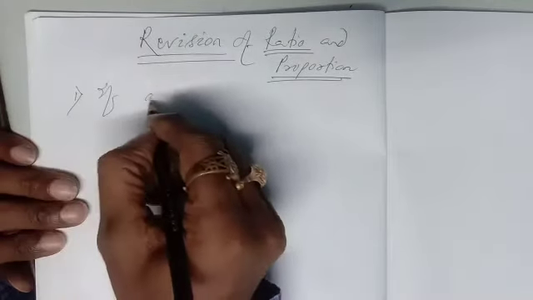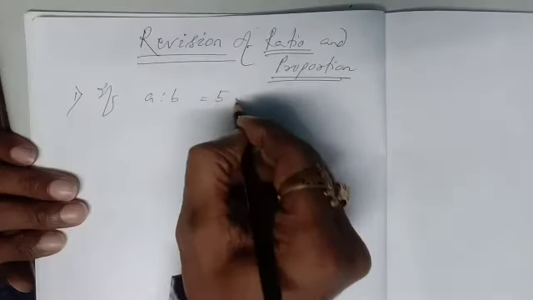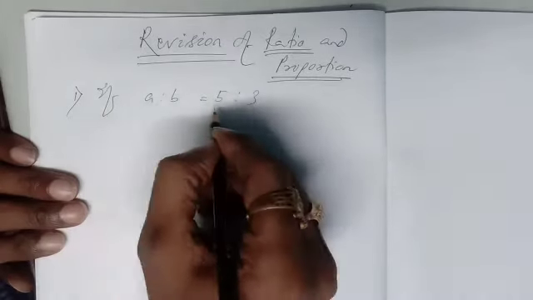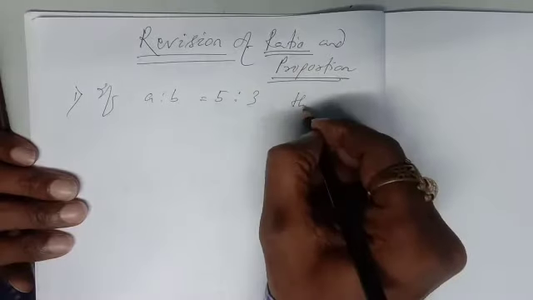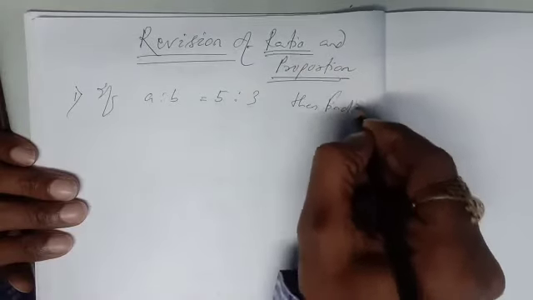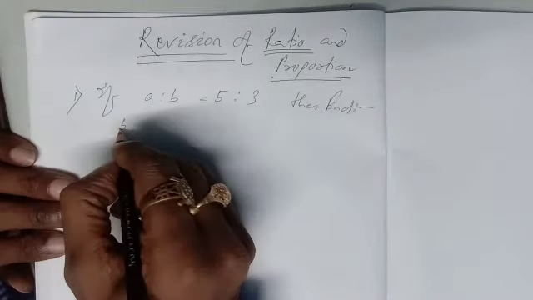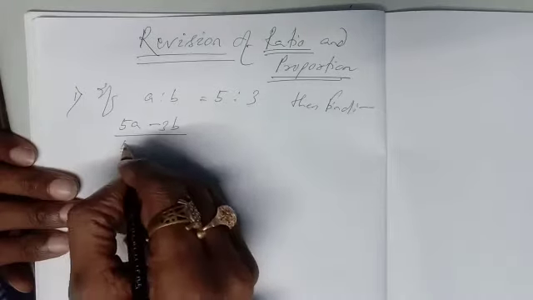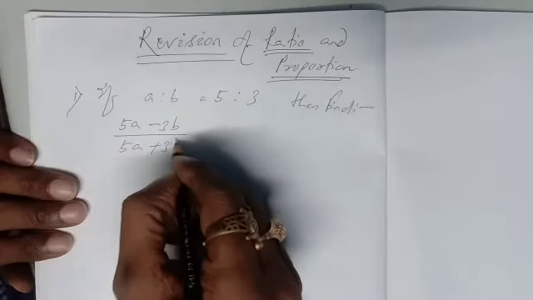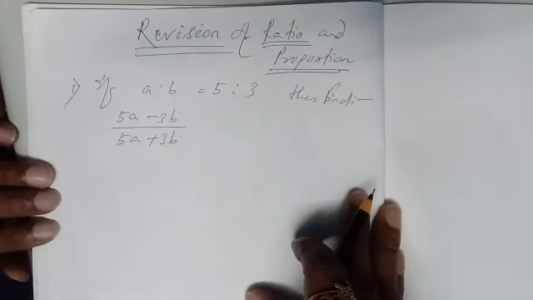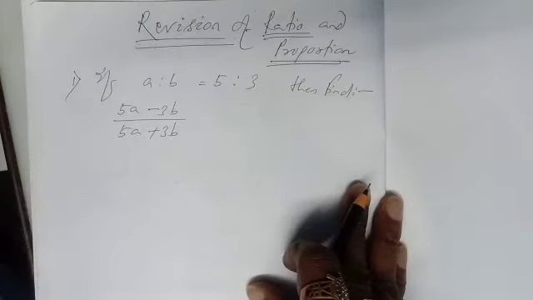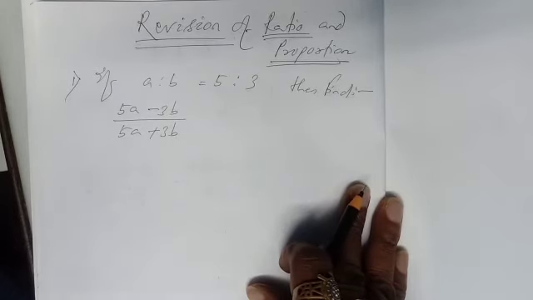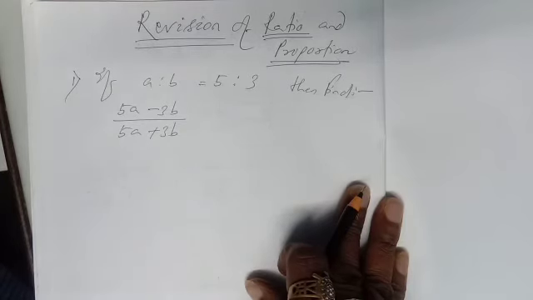If A is to B is equal to 5 is to 3, it is given. If A is to B is equal to 5 is to 3, then find the value of 5A minus 3B by 5A plus 3B. First of all, you have to see what is given in this question and what you have to find out. A by B is given as 5 by 3 and you have to find out 5A minus 3B by 5A plus 3B.